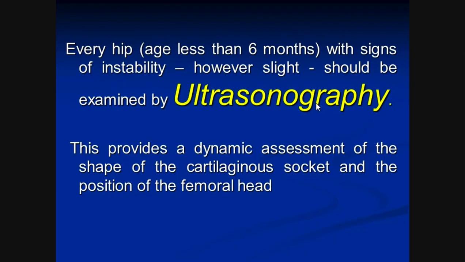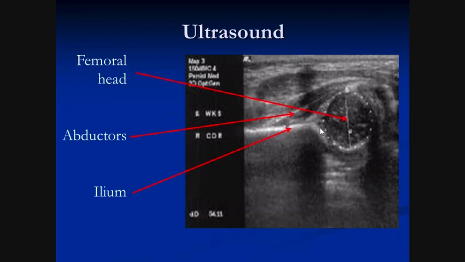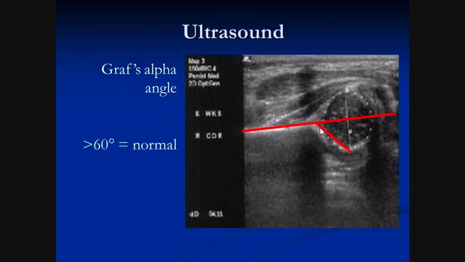In ultrasound, we can see the femoral head and its relation to the acetabulum, and the maturity of the femoral head and also the depth of the acetabulum can be calculated. And also, we can check what we call the graf angle, which is normally above 60 degrees. If the graf angle is less than 60 degrees, it means that the hip is subluxated or dislocated.